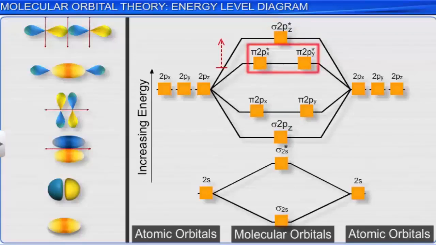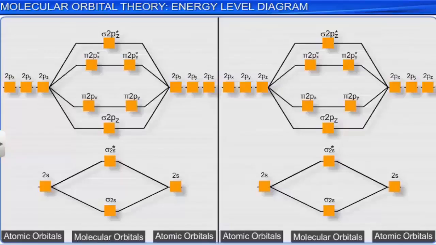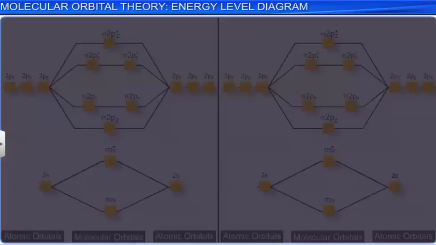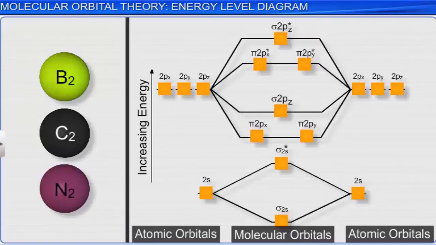While this sequence of molecular orbitals is accurate for molecules such as oxygen and fluorine, it is not for other elements such as boron, carbon and nitrogen, where the molecular orbital energy sequence is slightly different. This is because of the interaction between the electrons of the 2s atomic orbitals of one atom with the electrons of the 2pz atomic orbitals of another atom due to their relatively similar energy levels.